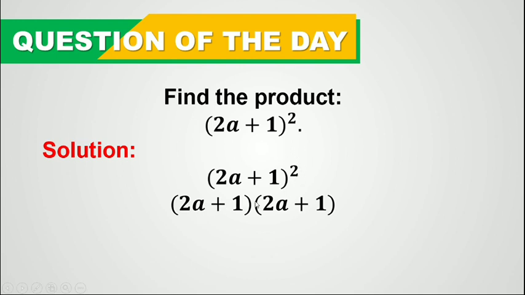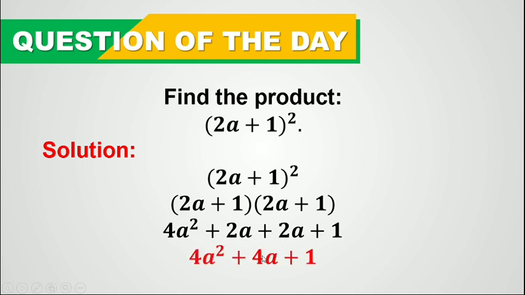So 2a times 2a, that's gonna be 4a squared. And then 2a times 1, that's 2a. 1 times 2a, that's 2a. And then 1 times 1, that's 1. So they are using the FOIL method to answer this. And then they are going to simplify this because this can still be combined. So 4a squared plus 2a plus 2a, that's 4a, and then plus 1. So again, some of the students use this FOIL method because they find it more convenient.